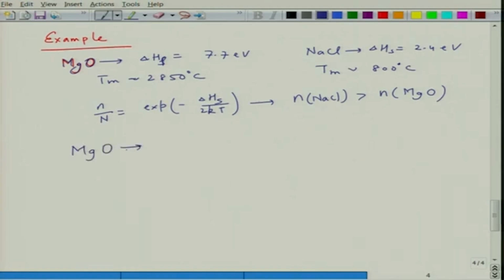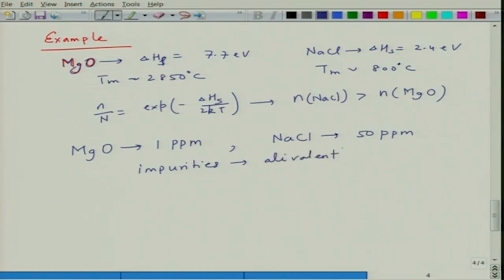However, these oxides are all prone to having certain impurities. So, let us say we put certain impurities in MgO, and that the MgO impurity level is 1 ppm, whereas in the case of sodium chloride the impurity level is 50 ppm. Generally these impurities are aliovalent. Aliovalent means different valence cations. Aliovalent means not isovalent.